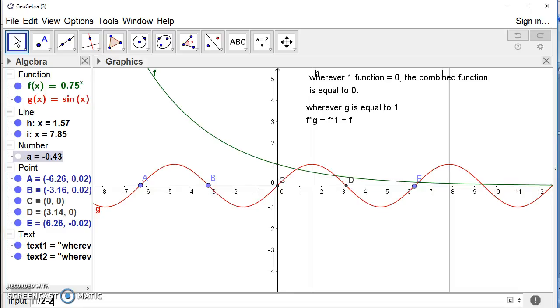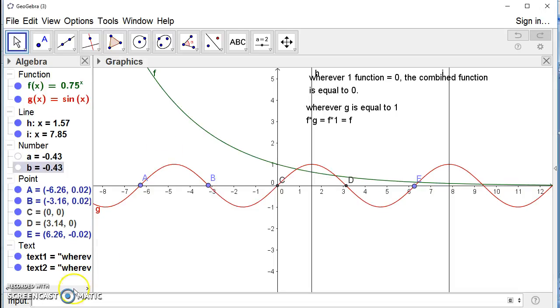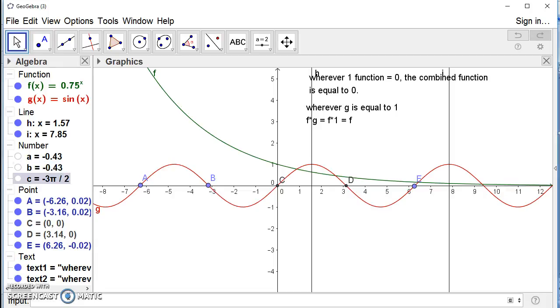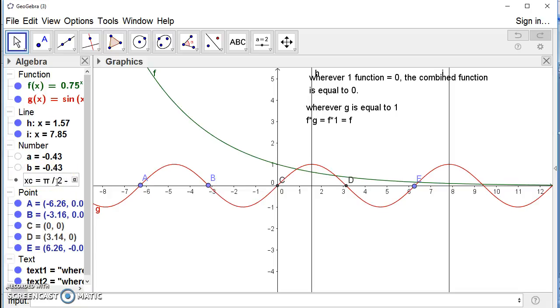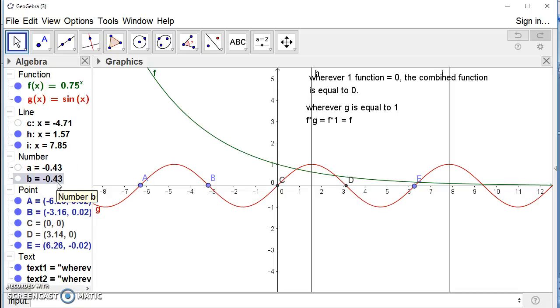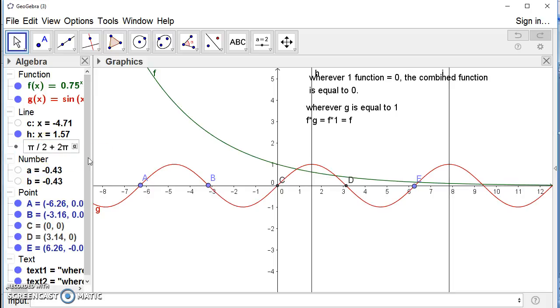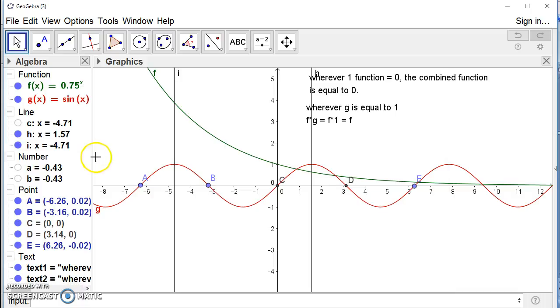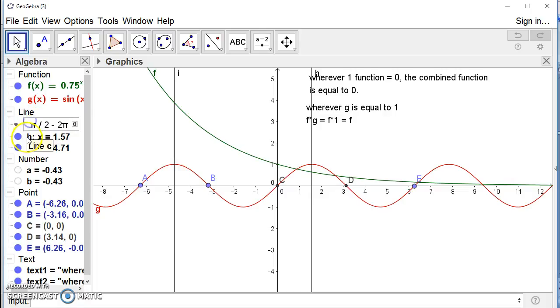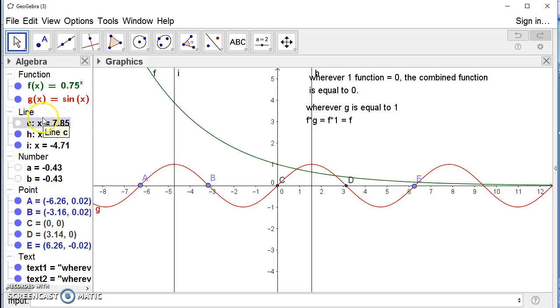Pi over 2 minus 2 pi. Okay, and I just want to draw the line x equals... There we go. Okay, so we have a few of these different lines here where we can see where the original sine function is equal to 1.